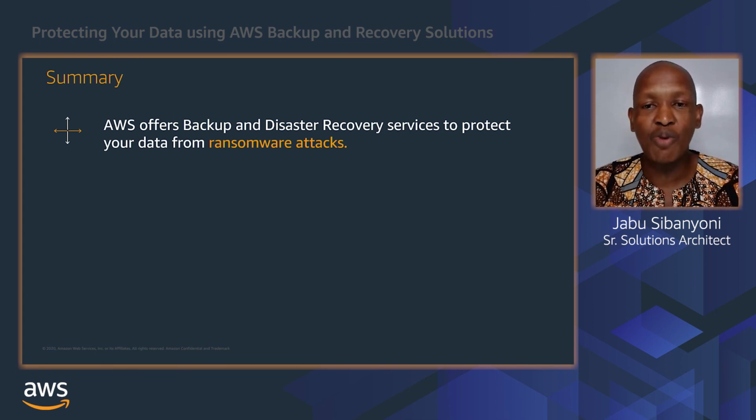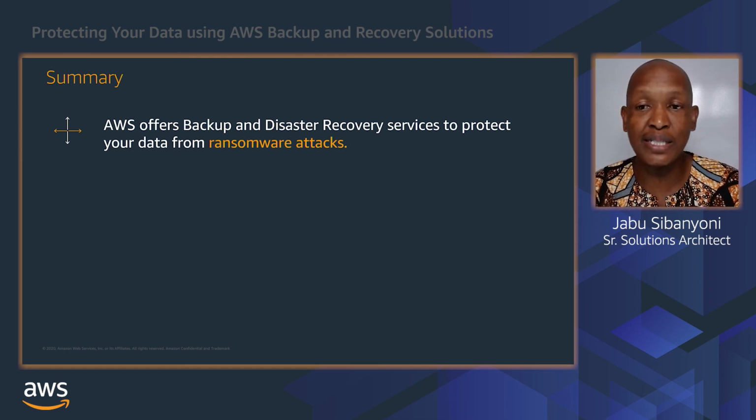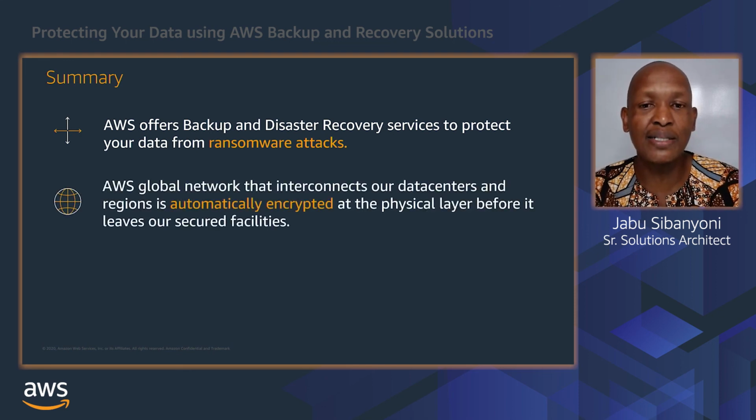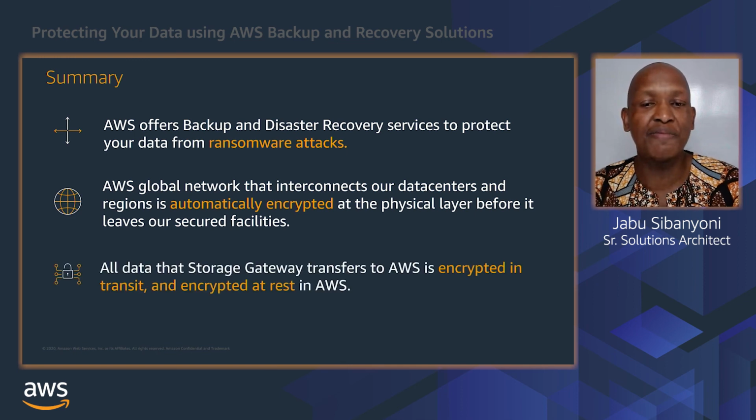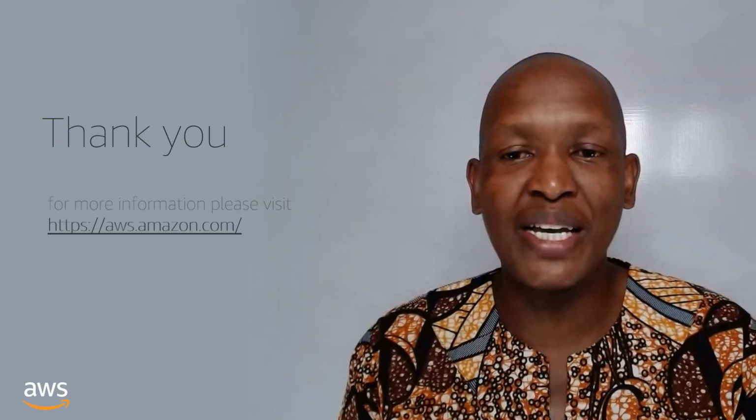Just to summarize what we've spoken about, AWS offers you backup and disaster recovery services to protect your data against ransomware attacks. Our global network that interconnects our data centers and regions automatically encrypts the data at a physical layer before it leaves our secured facilities. All the data that the Storage Gateway transfers to AWS is encrypted in transit and encrypted at rest in AWS.